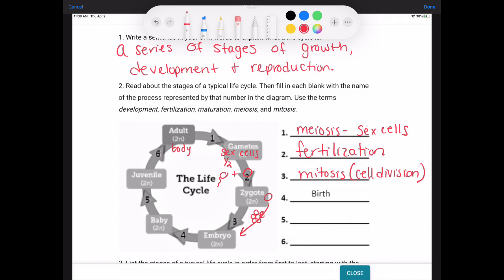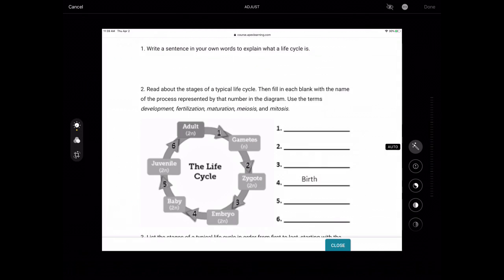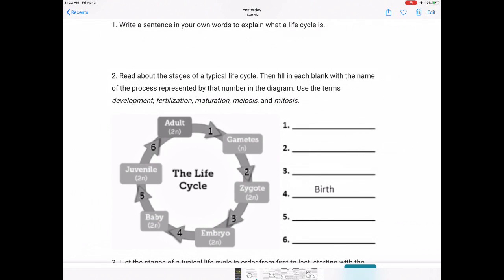And then as the offspring develops, it's going to eventually go through birth. And then we have a baby, so step 4 would be birth, the embryo develops into a baby and birth happens. And then from baby to juvenile, there's development. And then from a juvenile to adult, we call that maturation. Next page.